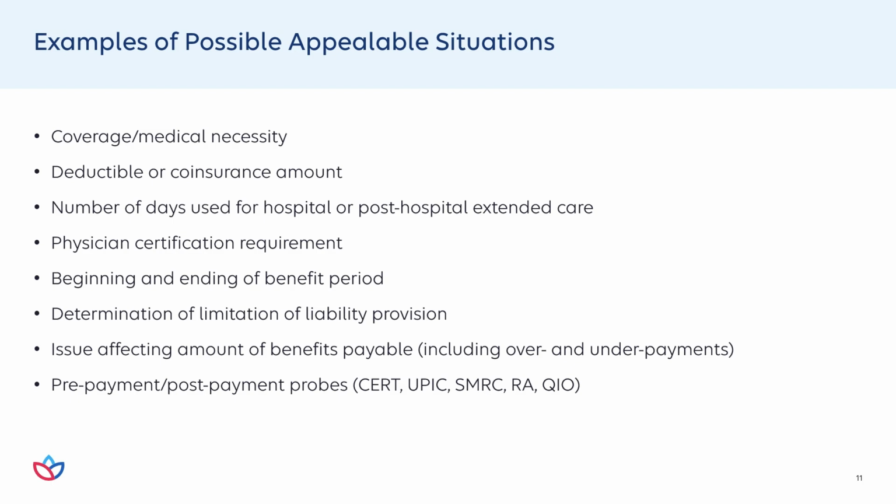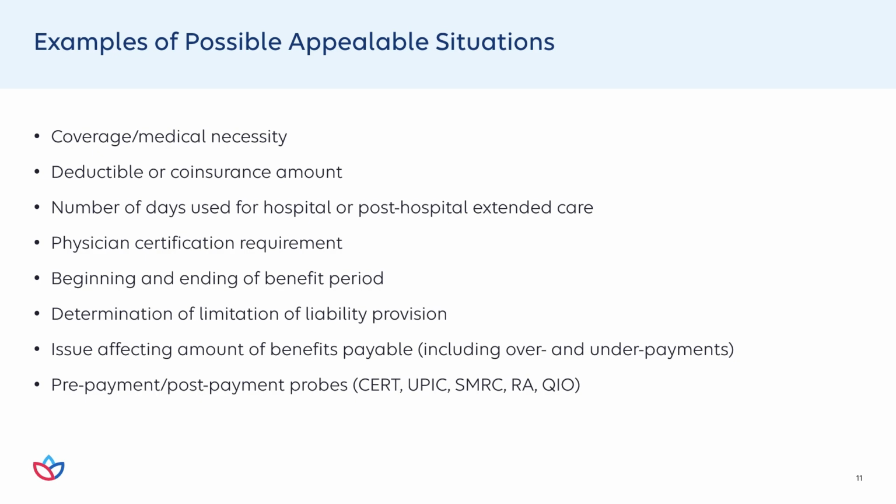So some examples of possible appealable situations include coverage or medical necessity of the items or services that were billed, whether the deductible has been met, or the computation of the coinsurance amount, the number of days that were used for an inpatient hospital, psychiatric hospital, or post-hospital extended care, a physician certification requirement, the beginning and/or ending of a benefit period, the determination of a limitation of liability provision, any issues affecting the amounts of benefits payable, including if you overpaid or underpaid, as well as prepayment or postpayment probes.